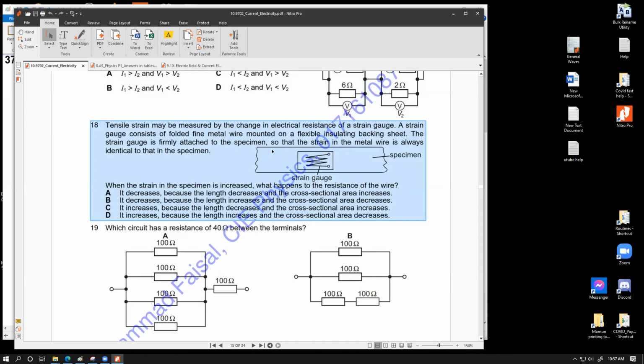Right, because R is proportional to L, an increase of length will give you a resistance increase, and R is proportional to 1 by A, a decrease of cross-section area still gives you a resistance increase. So both of them will contribute towards an overall increase of the resistance. So in this case, I guess B is the correct response. No, sorry, D is the correct response. Yes, sir.